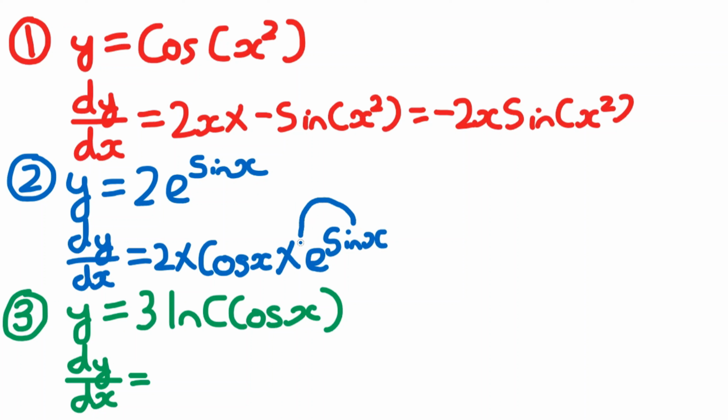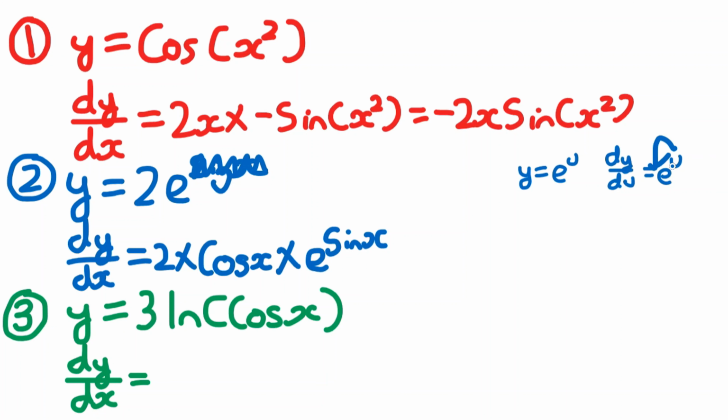Don't make the mistake of thinking this sin x is going to come down here like it's e to the power of kx. The reason is because if you did this the long way of the chain rule and you replace this sin x with a u, this is e to the power of u, and if you do y is equal to e to the power of u, dy over du is just equal to e to the power of u. This u doesn't come down here, so therefore this sin x doesn't come down as well.